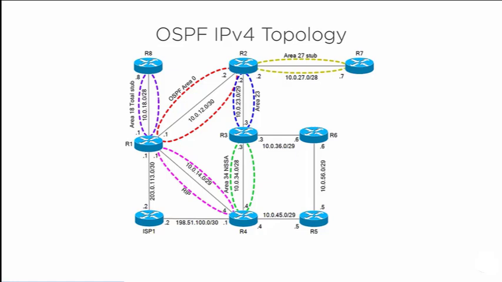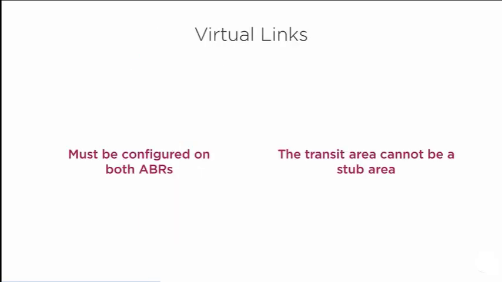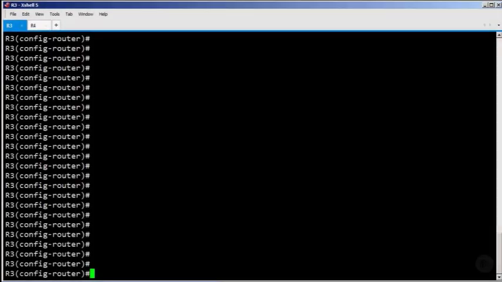Effectively, a virtual link tunnels OSPF packets across the transit area. In fact, you can use something like a GRE tunnel instead of a virtual link if you wanted to do that. A virtual link is configured on both ABRs in the transit area, which in this case are R2 and R3. Also, the transit area cannot be a stub area, because it must have full routing information. So let's go to R3 now and set up the virtual link to R2.